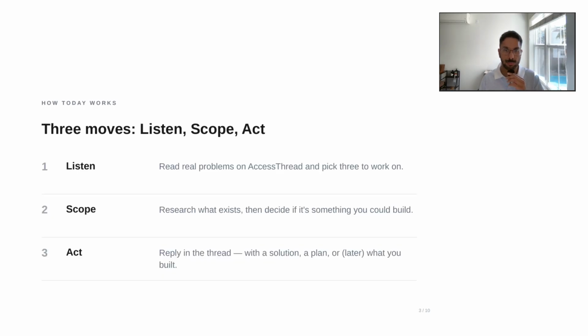The workshop is three simple moves. First, listen. We read real problems that people have shared, and each of us picks three to work on. Second, scope. For each problem, we research what already exists and decide whether it's something worth building. And third, act. We reply in the thread either with a solution we found, a plan, or later with what we actually built. Let's take them one at a time.